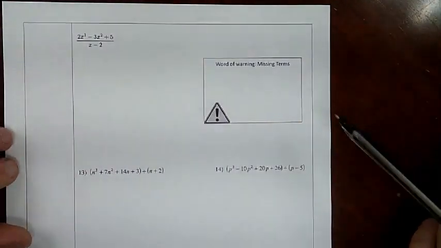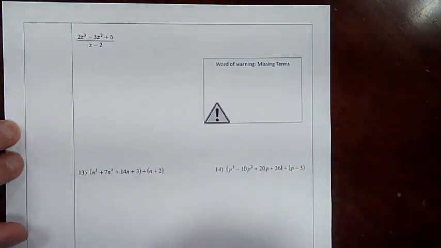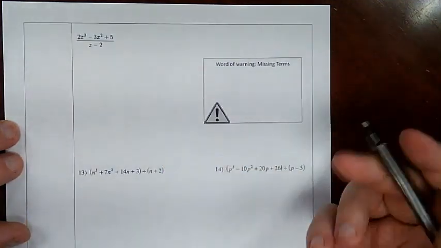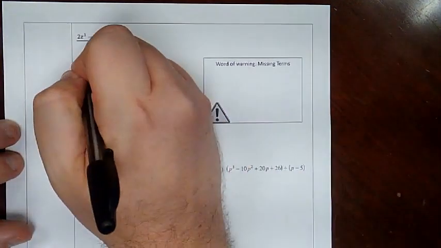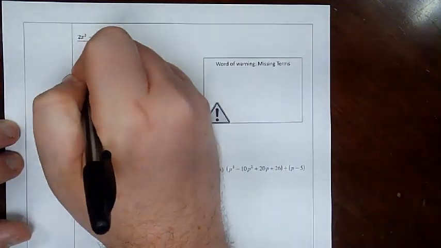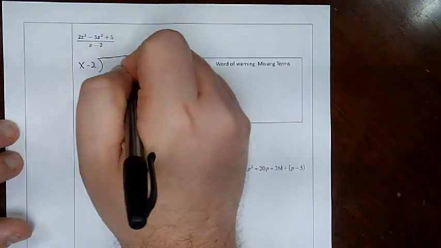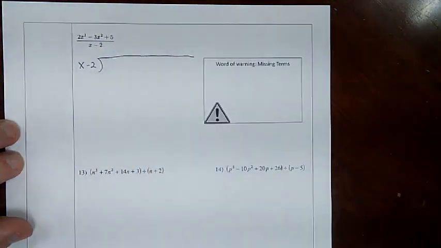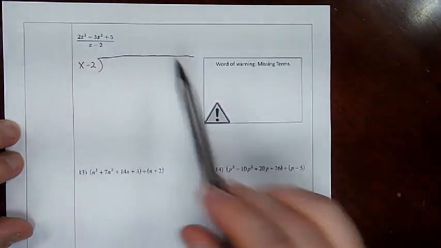We notice that this next problem is not even set up for us. It does show us that we're doing division, but we're going to have to do the setup ourselves. So I know that the divisor, x minus 2, goes on the outside. I want my long division symbol, and I'm going to put the terms of my numerator under here.